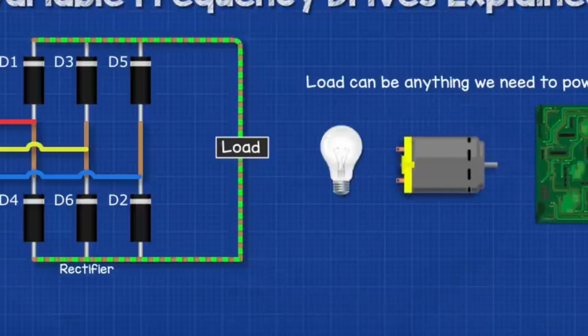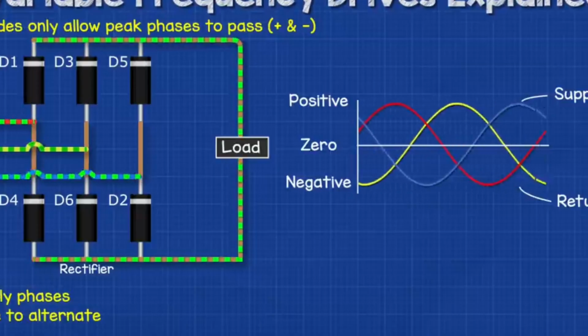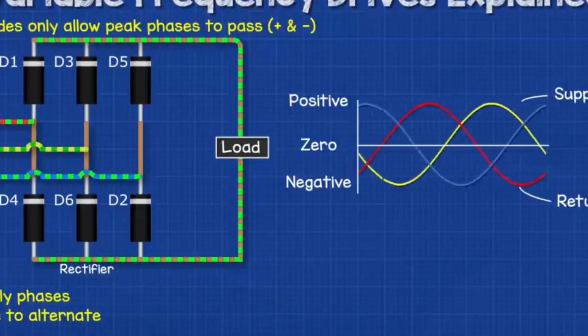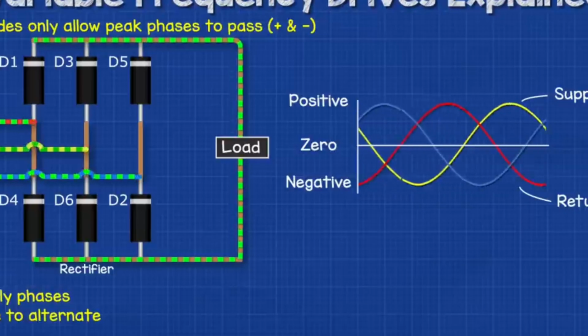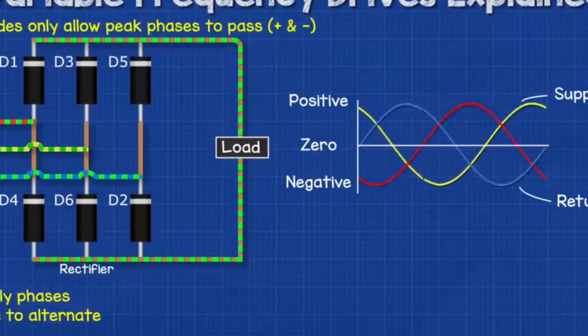The load can be anything, a lamp, a motor, or an entire circuit. In this case, it will just represent the rest of our VFD circuit. The electricity will continue to alternate in the supply phases, but the diodes will only allow the peak phase to pass and will block the others. So I'm just going to animate these ones. Okay, let's see this in action.